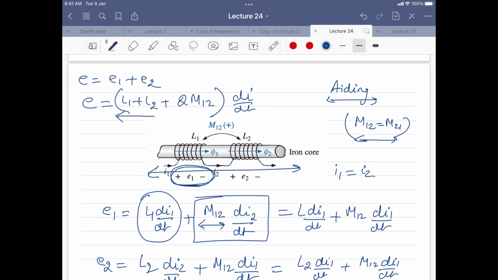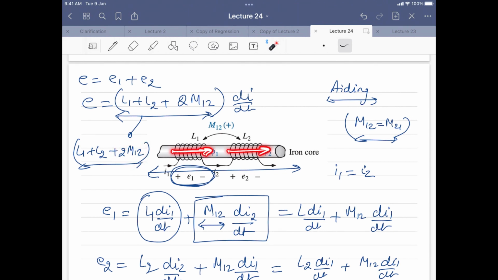So what is the equivalent inductance now? The equivalent inductance is L1 plus L2 plus 2M12. Will you all agree on this now? Earlier it was L1 plus L2, but now it is plus 2 times the mutual inductance. And why is this 2? Because the fluxes connecting the series are aiding each other. By aiding, they are supporting each other. The flux is not cancelling each other, it is going in the same direction. That's why you have this plus factor here and you get 2 times the mutual inductance. Any questions here?